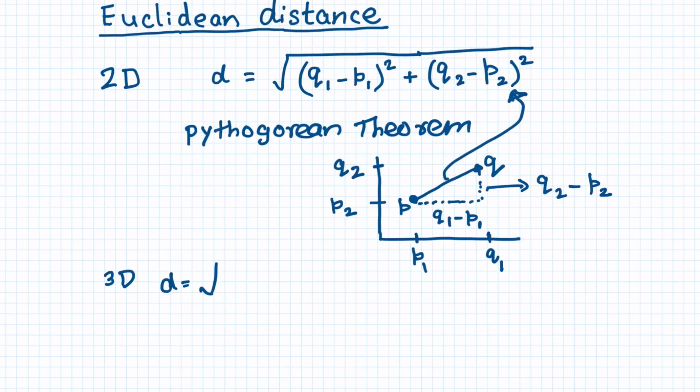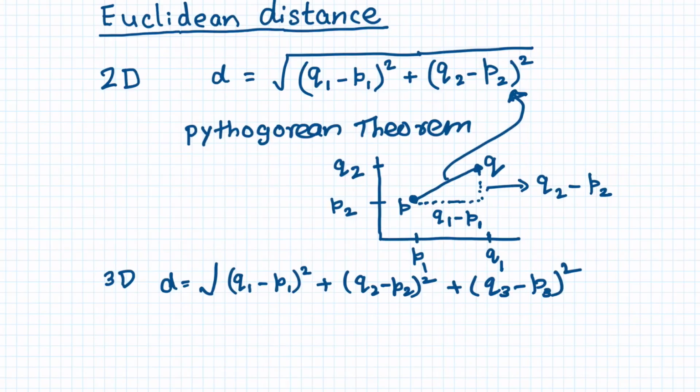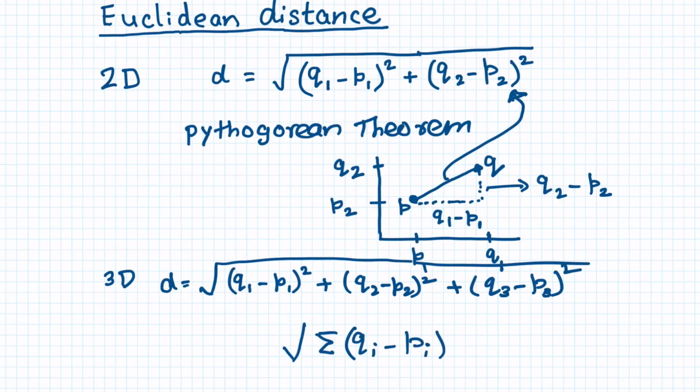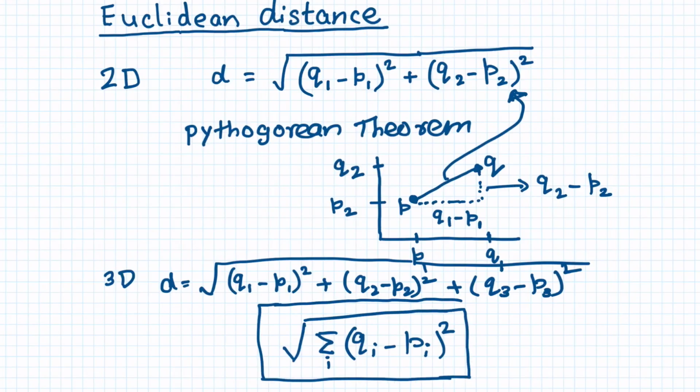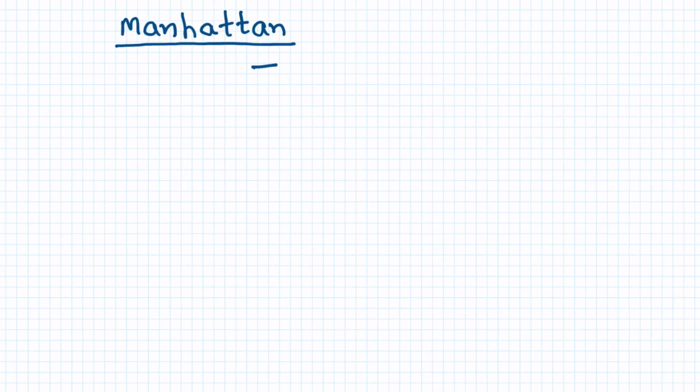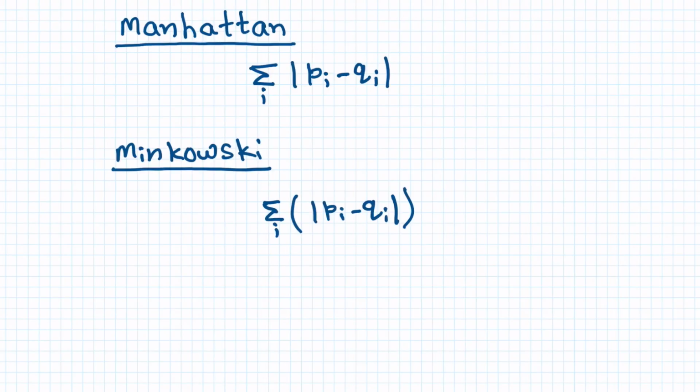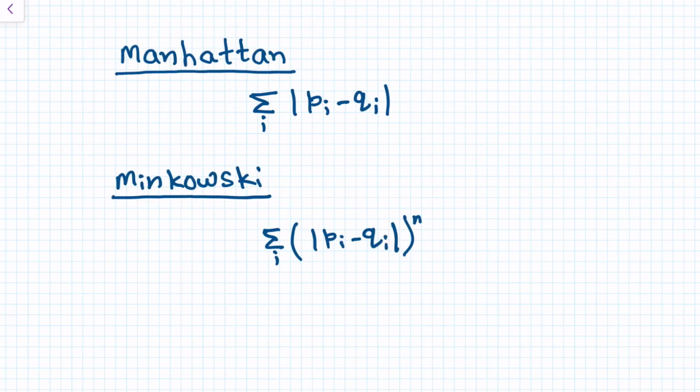If you extend this to a three-dimensional situation, then our formula looks like this. And then if you want to create a general formula, we have square root of total of (Pi minus Qi) whole square. Another way we calculate distance is called the Manhattan method. What we do there is we take the total of the absolute value of the difference between Pi and Qi. And another method is the Minkowski method. Euclidean distance is the most commonly used one, and in this session we'll make use of that.